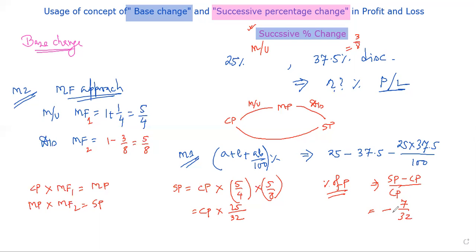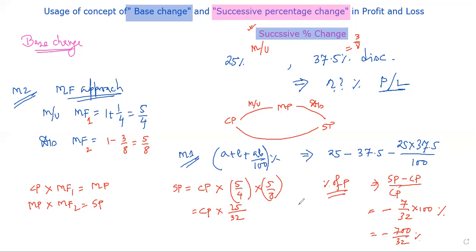This is the fraction, and for the percentage, I know that if the fraction is half, it should be 100 by half, 50%. So I normally multiply by 100. I will multiply this one by 100, and that is the percentage. So actually it is minus 700 by 32 percentage. And this calculation we have done through the multiplying factor approach.